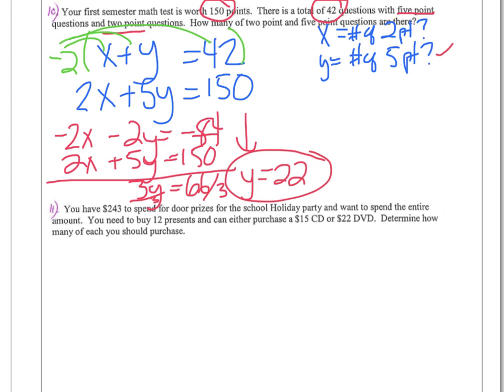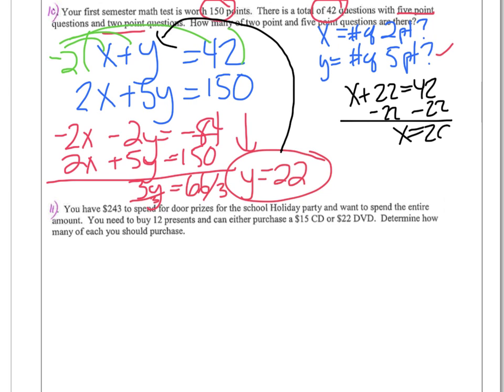So there's 22 5-point questions. Therefore, how many 2-point questions are there? All we do is put the 22 in for y. So x plus 22 equals 42. Subtract the 22. We know that there has to be 20. So let's answer the question. There's 20 2-point questions, and there's 22 5-point questions.